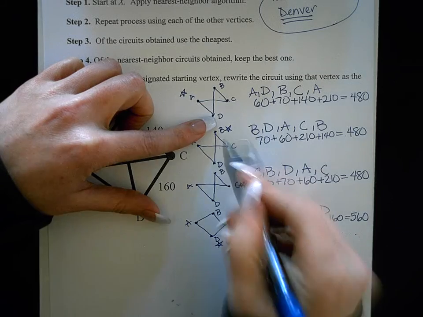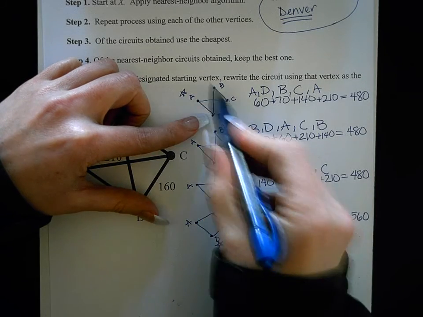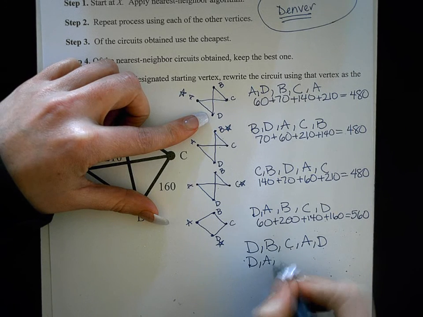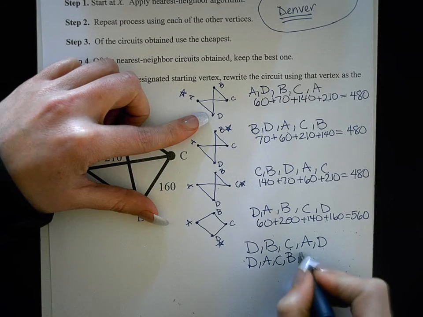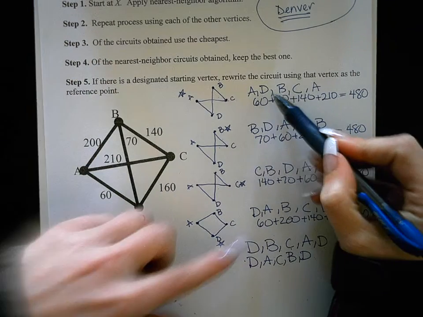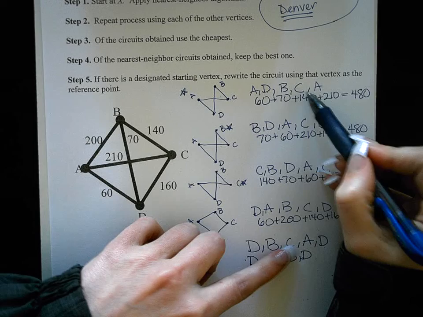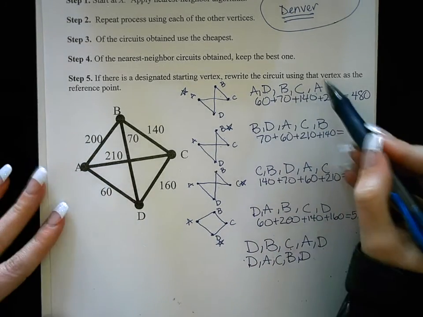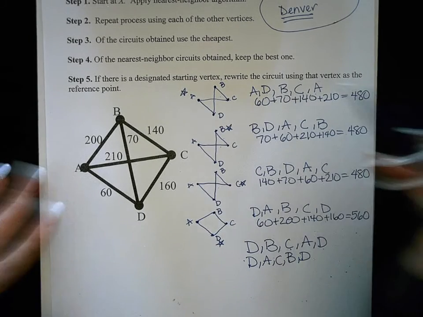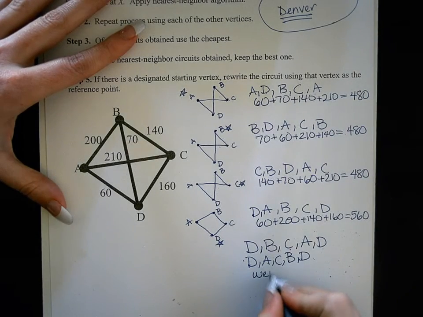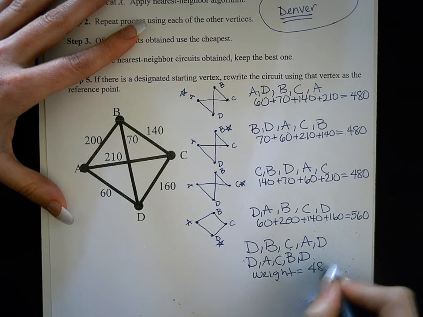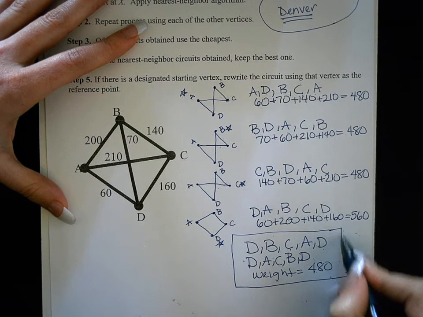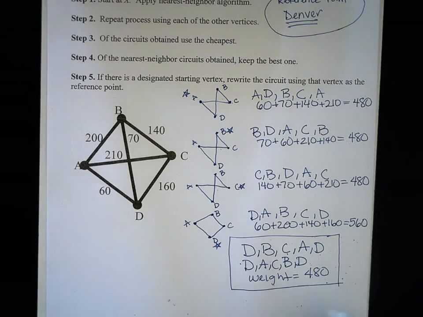Or we could do the mirror image, which would be D, A, C, B, D. Also, if you look here, D, B, C, A, and then back to D. So you can rewrite the circuit just by looking at these letters as well. And that has a weight of 480. And that is the Hamilton circuit you would find if you're using the repetitive nearest neighbor algorithm.